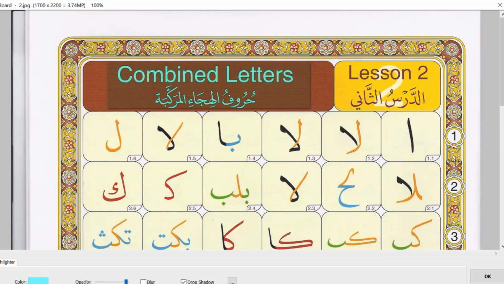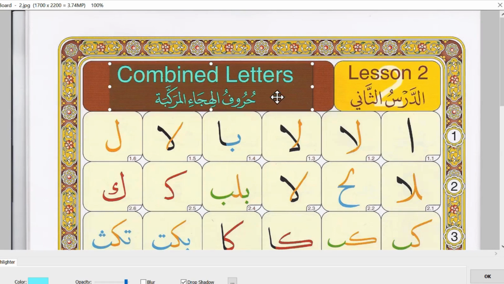Today we will start from the second lesson of Noorani Qaida. This is the most important lesson of Noorani Qaida, and in this lesson we will read combined letters. This lesson name is combined letters. Before starting the lesson, I would like to tell you a little bit of information about this lesson. In this lesson, we will read different kinds of letters who are connecting each other. You know that in the Quran, every letter is connecting to the others. That's why we are reading this type of lesson.